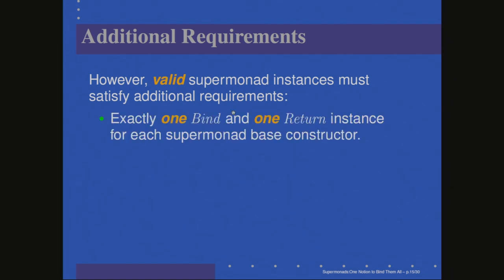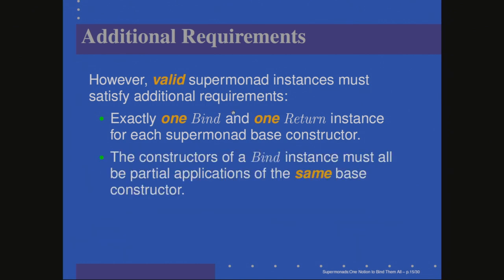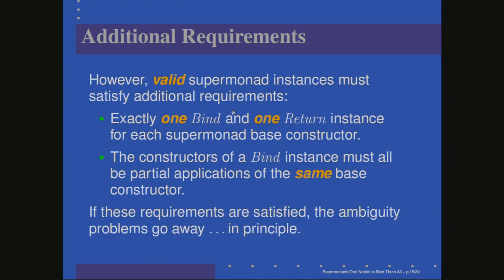We want to say that for things to be a Supermonad instance, there must be exactly one Bind and one Return instance for every Supermonad base constructor. And furthermore, the constructors of the Bind instance must all be partial applications of the same constructor. Like you saw, for example, in the graded index monad, right? There was always the same guy applied to various indices, and that's what we want here. If these requirements are satisfied, the ambiguities go away, and that's good news.